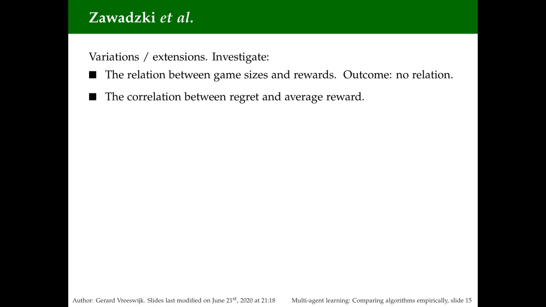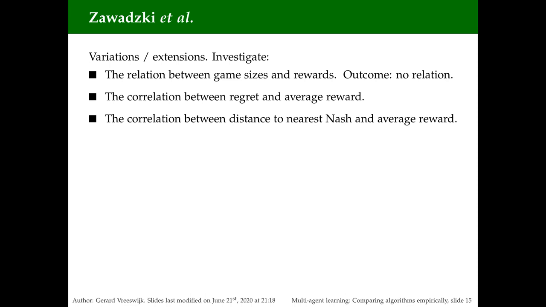Correlation: they investigated the correlation between regret and average reward, and the correlation between distance to the nearest Nash and average reward, because simply measuring average reward alone may not yield information, but measuring the distance of your average reward to the nearest Nash and comparing the difference between the different algorithms may yield suddenly interesting information.